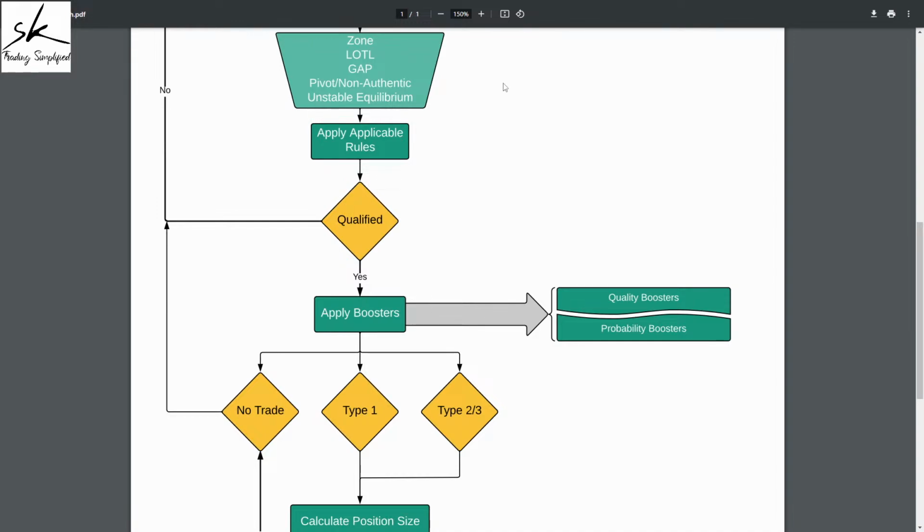Now, why do we start with level on top of level? Because if it proves to be a case of level on top of level, we might have to shift from the zone we have already identified to a different area. That is why we start with level on top of level. And how do we verify it? It's a very simple concept.